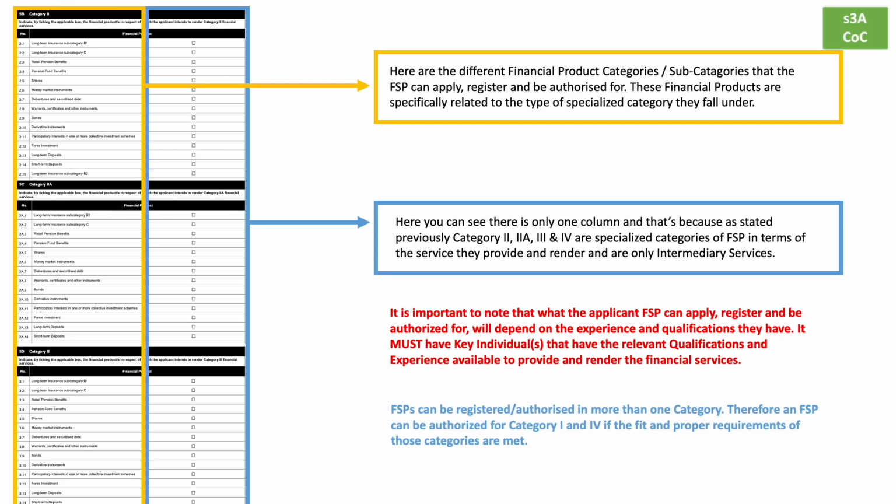FSPs can be registered and authorized in more than one category. Therefore, an FSP can be authorized for Category 1 and 4 if the fit and proper requirements of those categories are met.